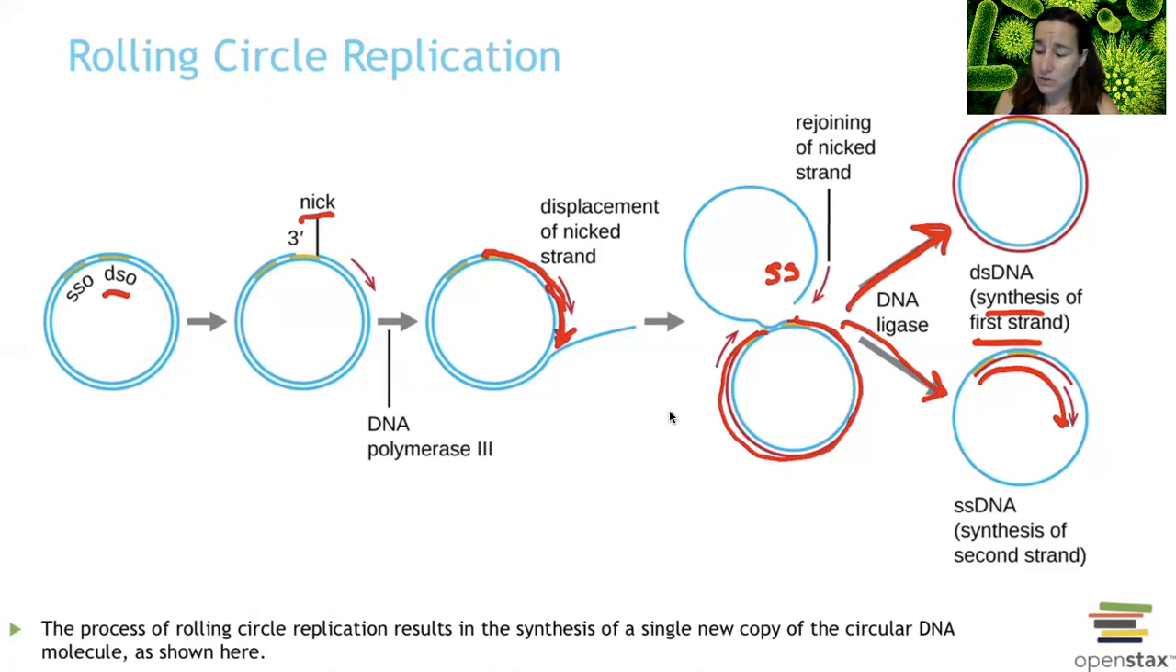So this is rolling circle. It starts with a little nick, and then DNA pol wedges in and creates more DNA that's going to peel off that outer layer, and we're going to end up with two plasmids at the end. One of them will be double-stranded from the get-go, and the other one is single-stranded, and it needs another primer and polymerase to tack on to make this circle complete.